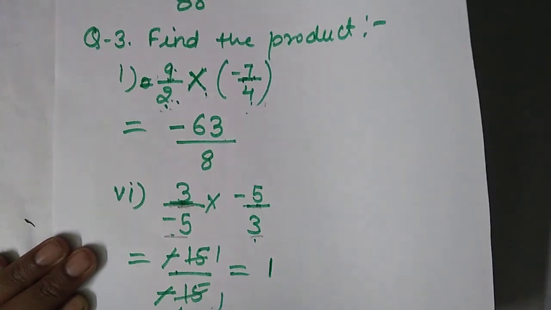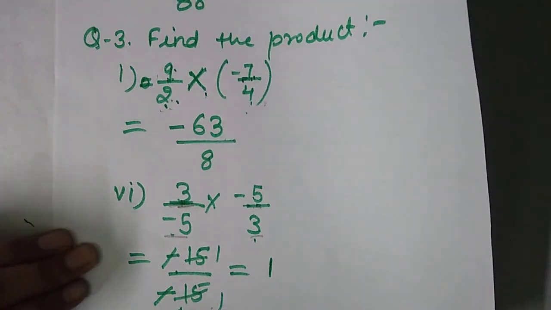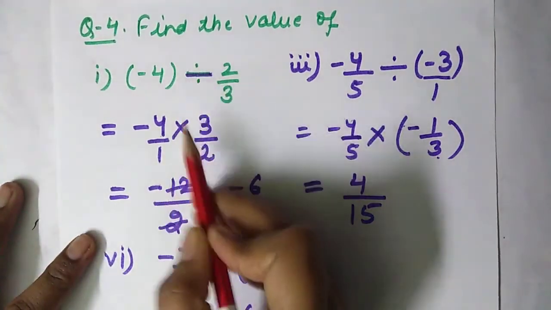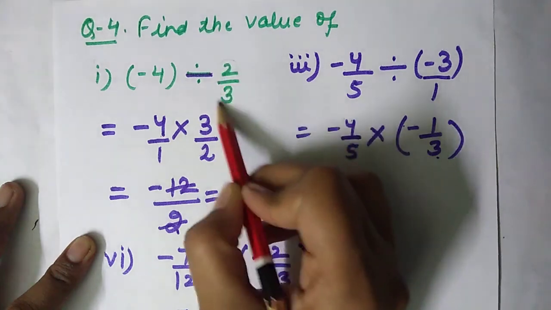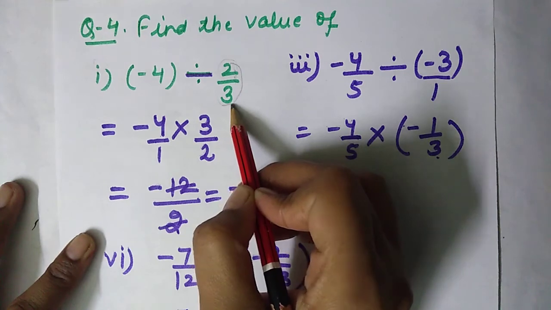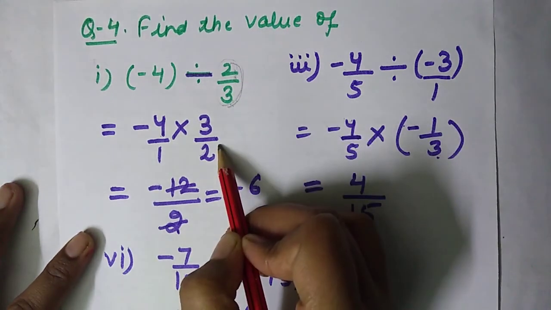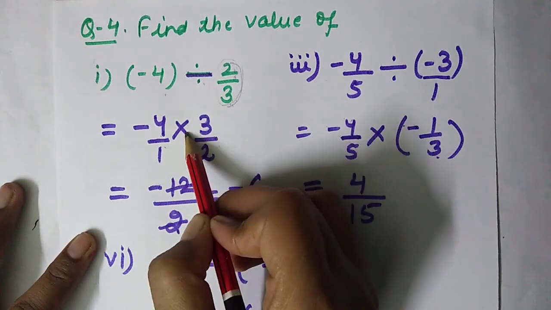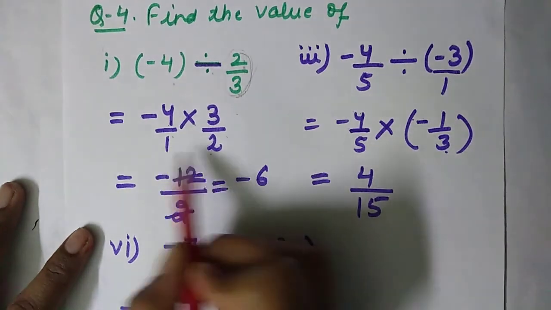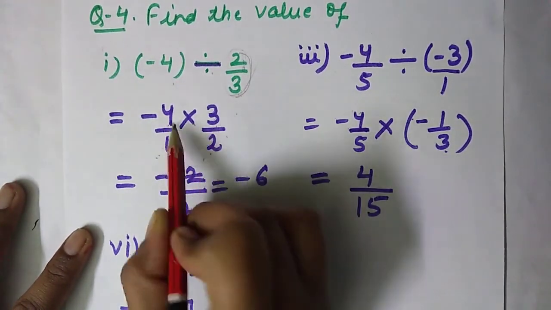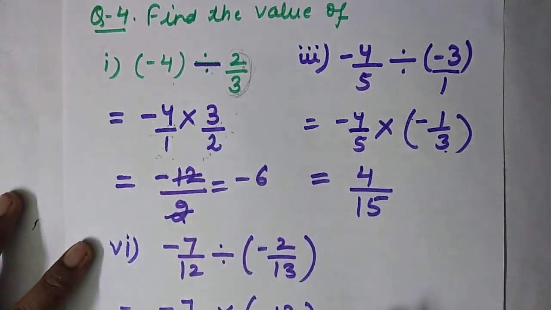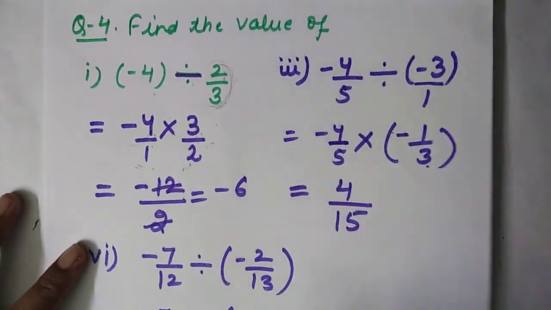Now come to how to divide rational numbers. For dividing, first we have to convert this division into multiplication. For that we take the reciprocal of the term just after the division sign. Here 2 by 3 is there, so the reciprocal of 2 by 3 is 3 by 2. This gets converted into multiplication, and we have taken the LCM 2. So now this is again multiplication of rational numbers. Multiply numerator with numerator over denominator with denominator.